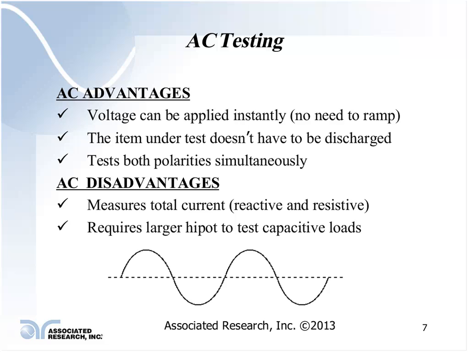Doing AC testing, if my product is still connected at the end of the test, I don't have to worry about discharging the product, because the product will discharge back through the impedance of the output transformer of the instrument. The transformer is still connected to the device under test. At the end of the test, voltage is shut off on the primary side of the transformer, and the device under test will discharge back through the secondary of the transformer, and I don't have to worry about discharging it.